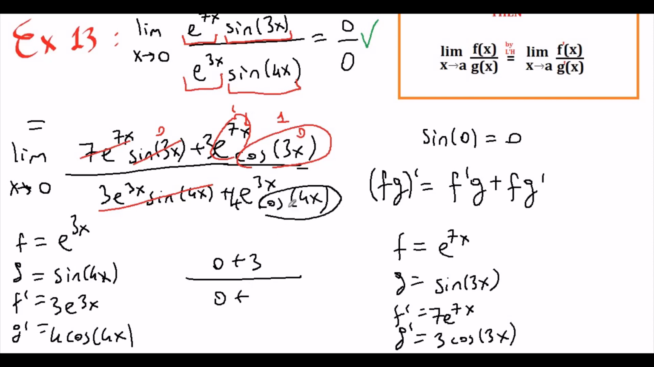Cosine of 0 is 1. And e to the 0 is 1. And 4 times 1 is 4. So our limit is 3/4 by L'Hopital's rule.